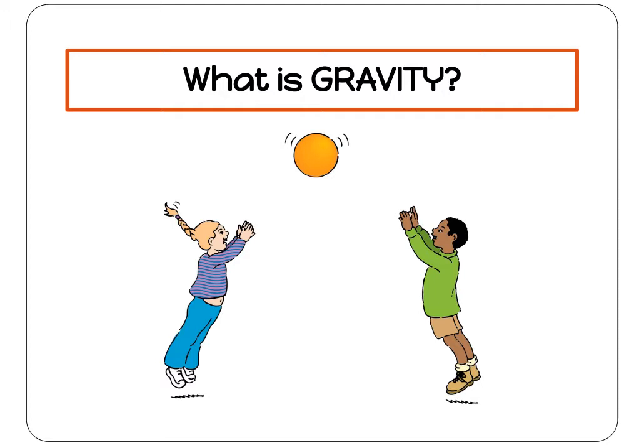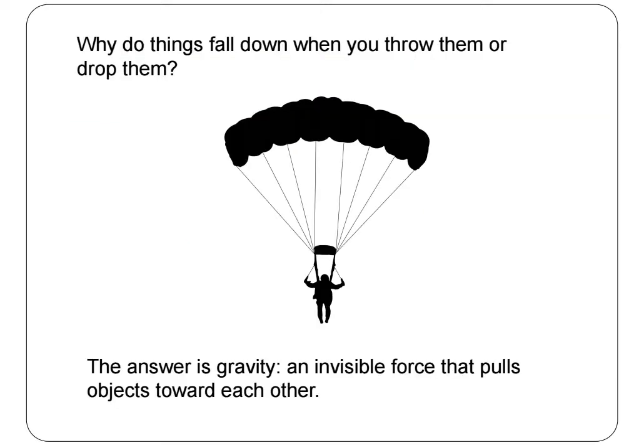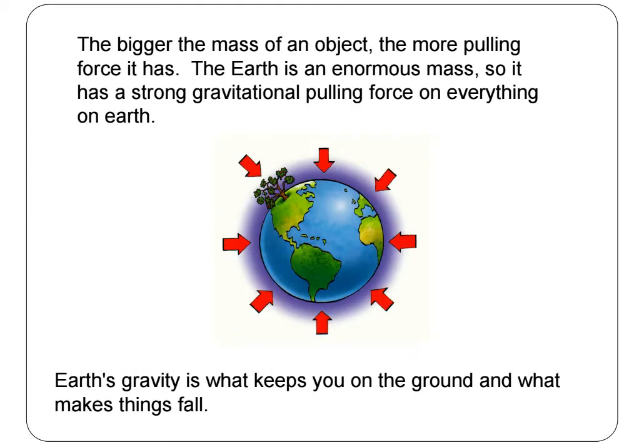So the first thing we need to know is, what is gravity? Gravity is an invisible force that pulls objects toward each other. That's why a ball that you throw will always fall down. It's why a person who parachutes from a plane will always fall back to Earth. Gravity pulls them down. We have been studying gravity for a very long time.